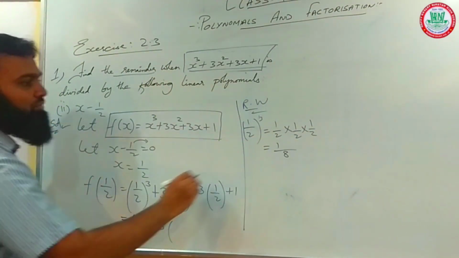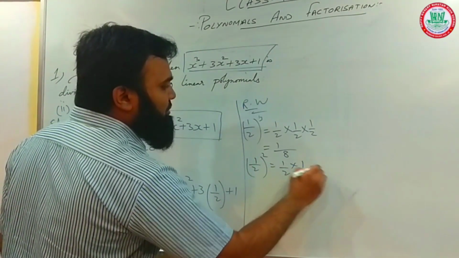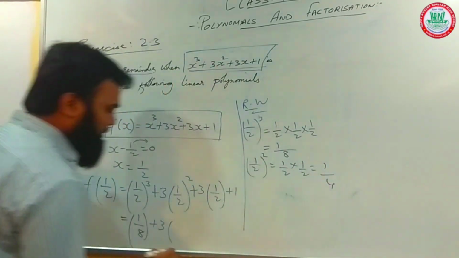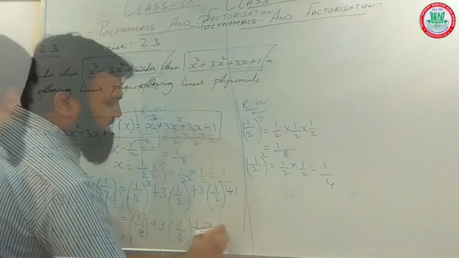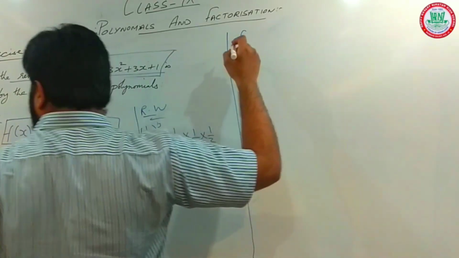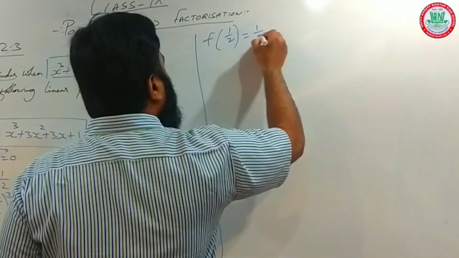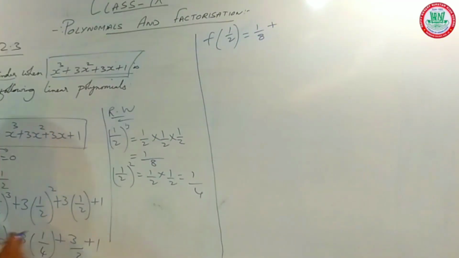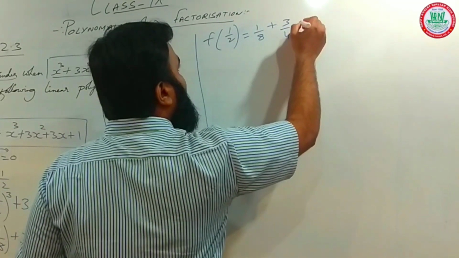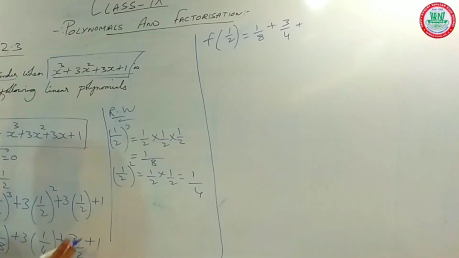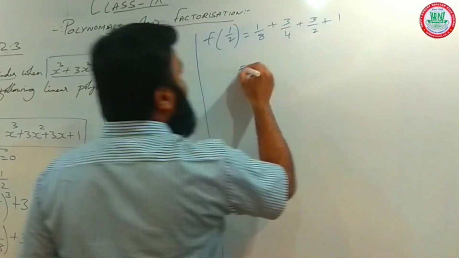Plus 3 into 1 by 2 whole square means the same thing: 1 by 2 into 1 by 2, which is equal to 1 by 4. So we got 1 by 4, plus 3 into 1 is 3 by 2, plus 1. We got it, put it here: f of 1 by 2 is equal to 1 by 8 plus 3 into 1 by 4 plus 3 by 2 plus 1, as it is like this.